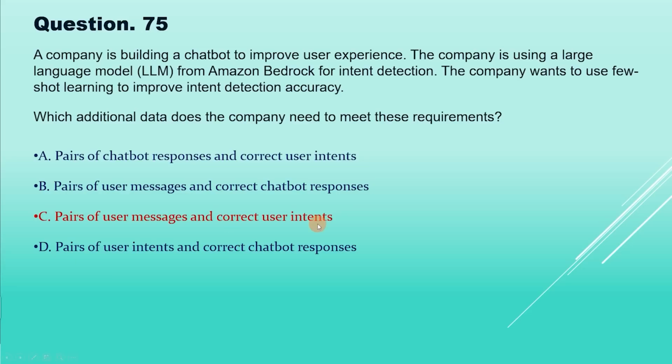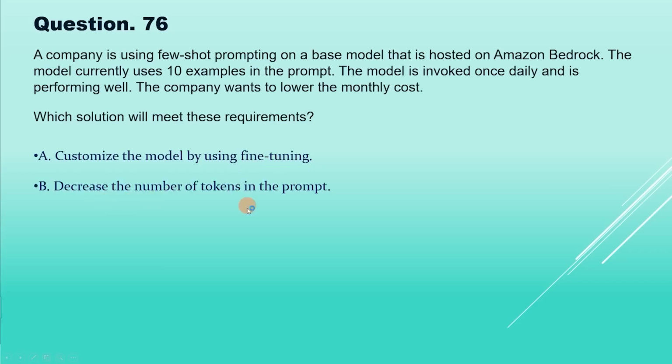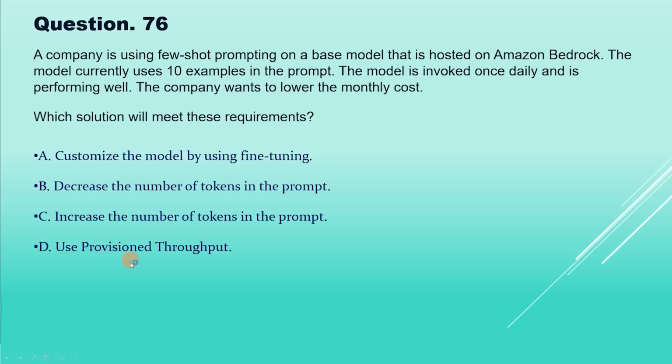And now question number 76. A company is using few-shot prompting on a base model that is hosted on Amazon Bedrock. The model currently uses 10 examples in the prompt. The model is invoked once daily and is performing well. The company wants to lower the monthly cost. Which solution will meet these requirements? And here are the options: customize the model by using fine-tuning, option B decrease the number of tokens in the prompt, option C increase the number of tokens in the prompt, option D use provisioned throughput.